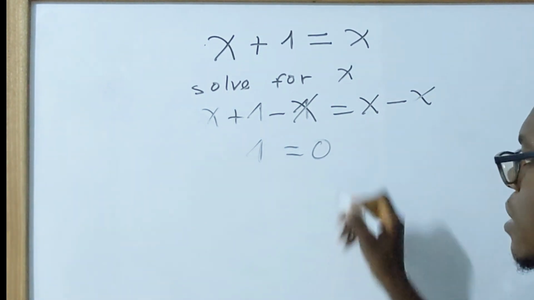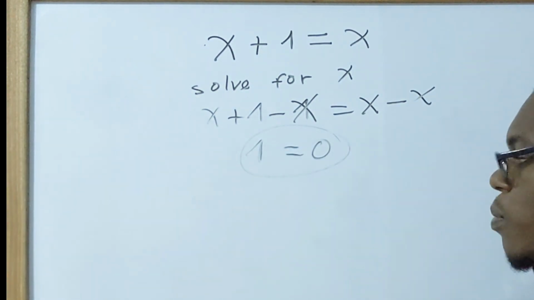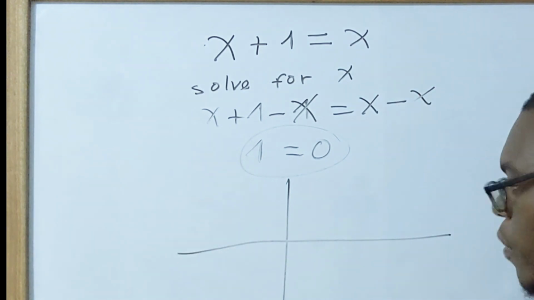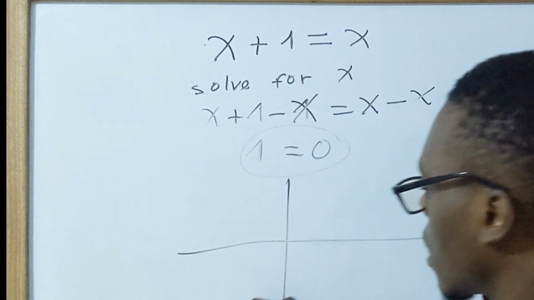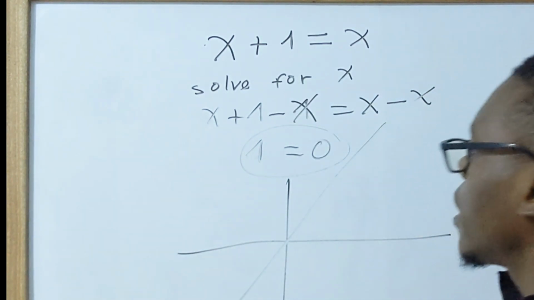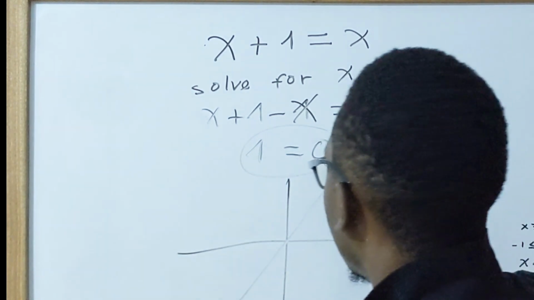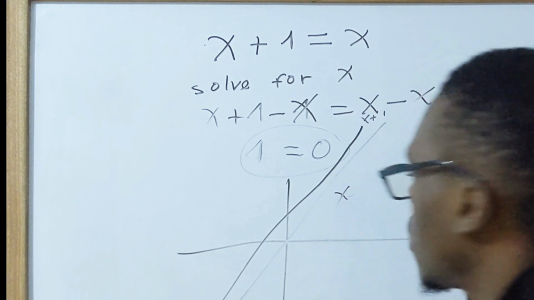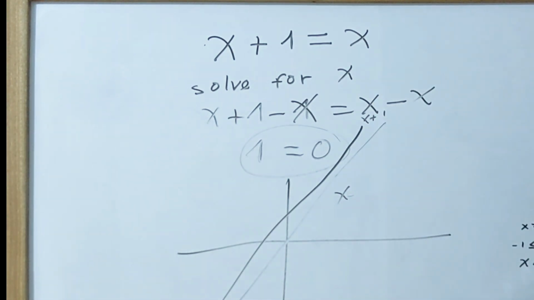And actually, this is not correct. What if you plot this on the line? If you plot this on a number line, you are going to have what? The graph of x will be a straight line crossing at this entry, and the graph of x plus 1 will be what? A graph here. Here is x plus 1, and here is x. Meaning there will not be a point of intersection between the two.